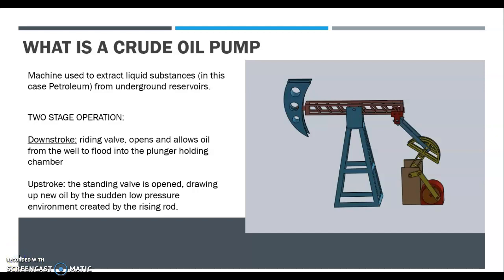On the downstroke, all of which happens down at the reservoir and is not illustrated in our design, the valve closest to the surface, known as the riding valve, opens and allows the oil from the well to flood into the plunger holding chamber. On the upstroke, the riding valve is closed, and the lower valve, known as the standing valve, is open. This valve draws up new oil by a sudden low pressure environment created by the rising rod.